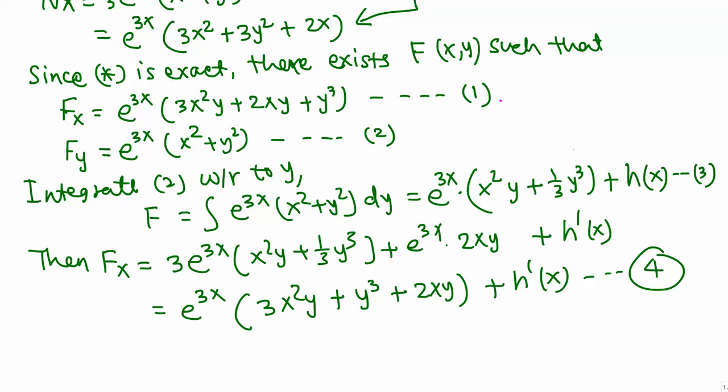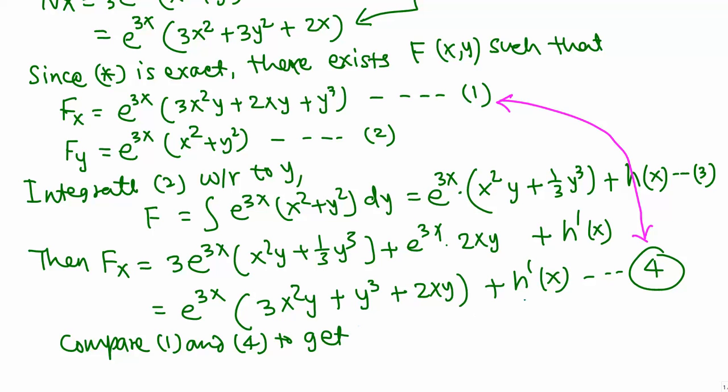Now we compare 1 and 4, because we need to determine h. Everything looks the same: y cubed here, 3x squared y, 2xy, so h prime of x should be 0, because we can always say plus 0. So comparing 1 and 4, we get that h prime is 0. That implies h is a constant function, because the derivative being 0 means h is a constant function, and we can take 0, the simplest constant.